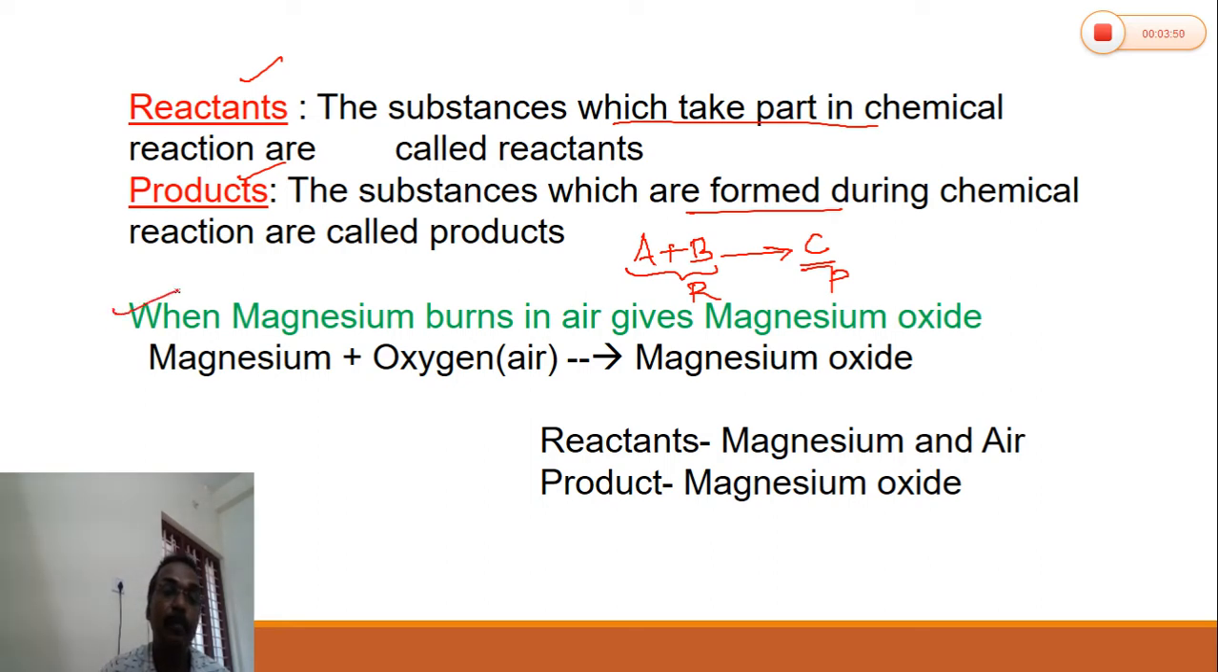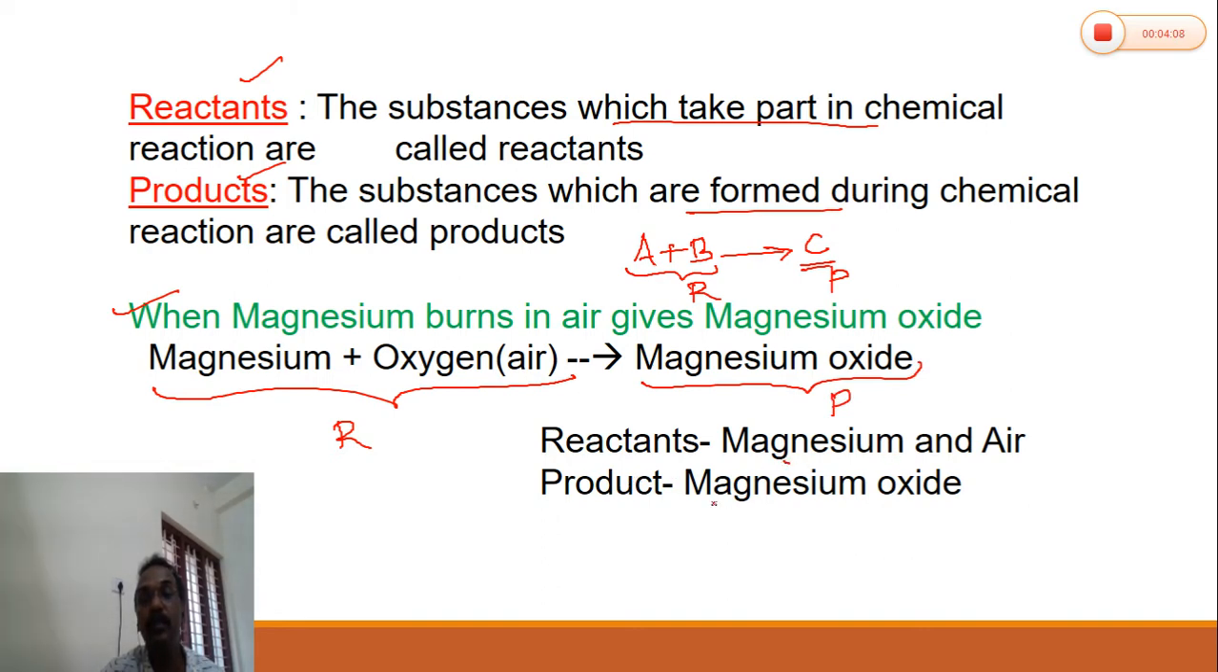Here is one example. When magnesium burns in air, it gives magnesium oxide. Magnesium plus oxygen gives magnesium oxide. Here, magnesium and oxygen are reactants and magnesium oxide is a product.